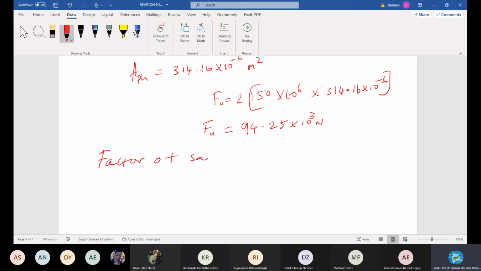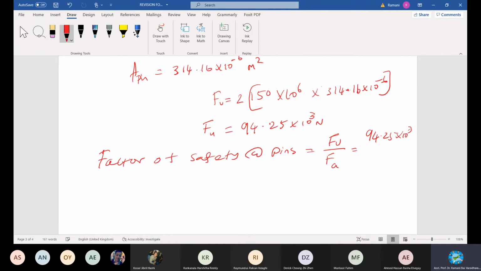Factor of safety at pins is equal to ultimate load at the pins over allowable, or applied. Let it be applied. What is this value? Ultimate load, just now we found, is 94.25 × 10^3.